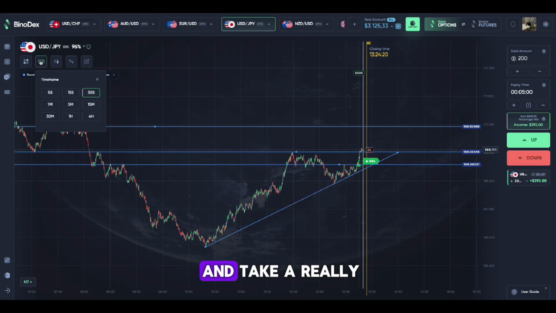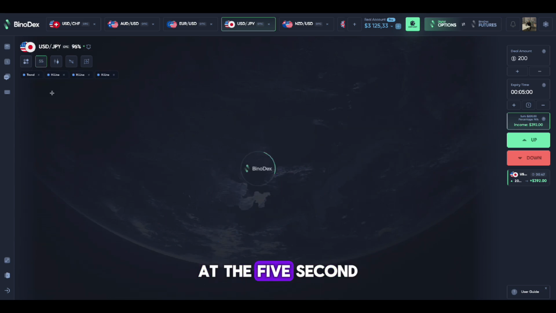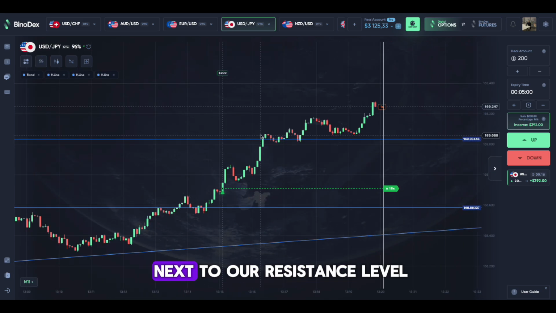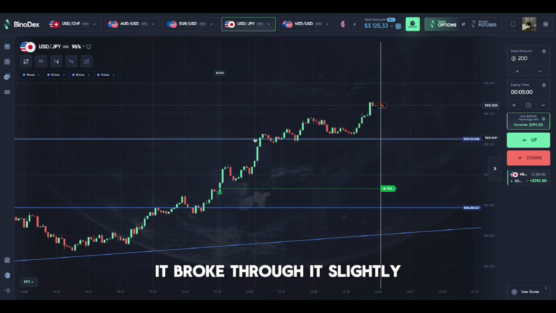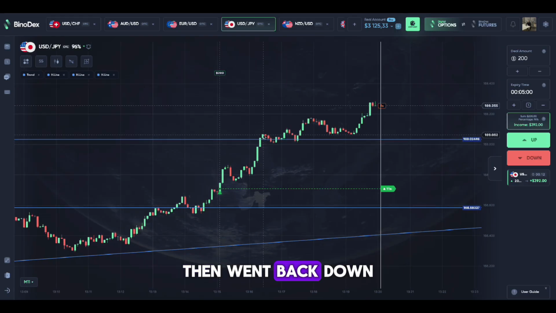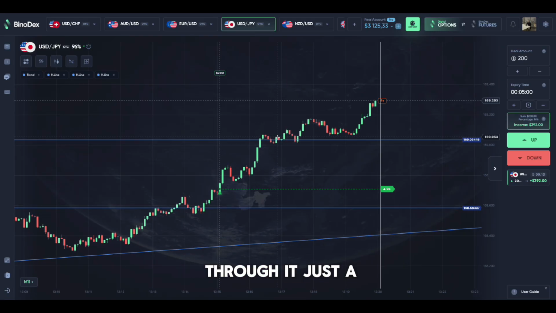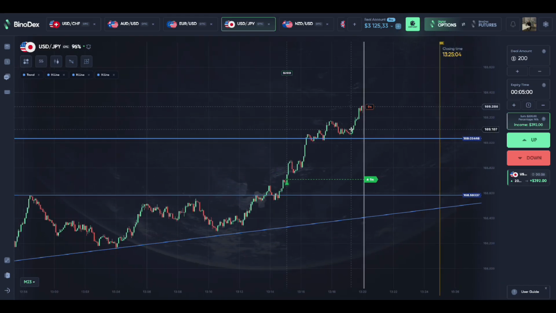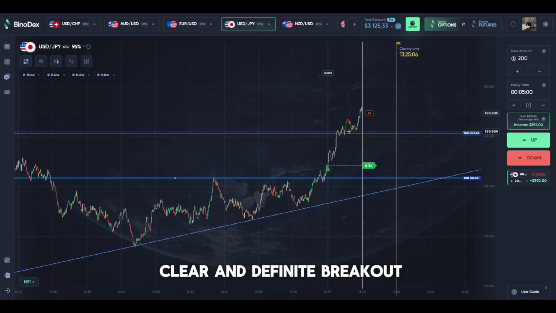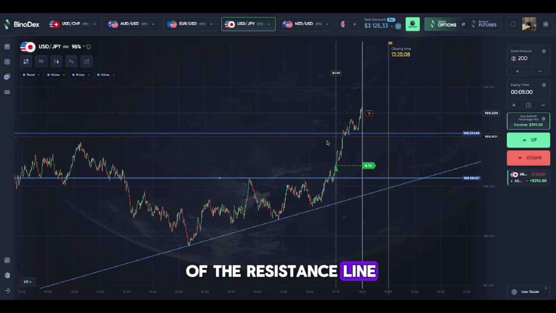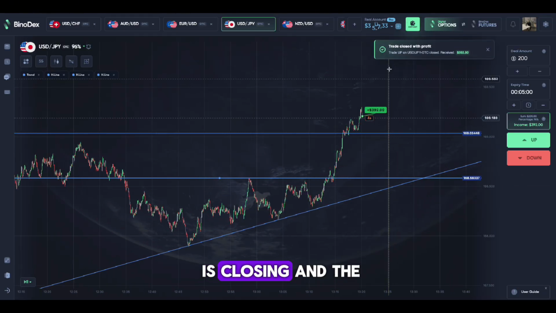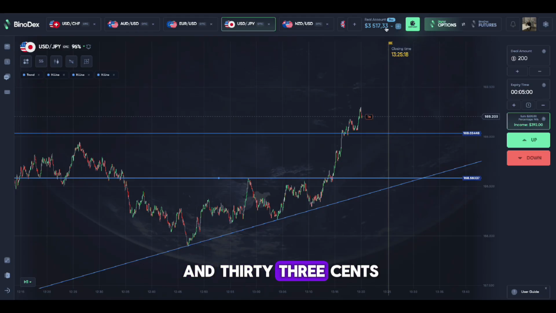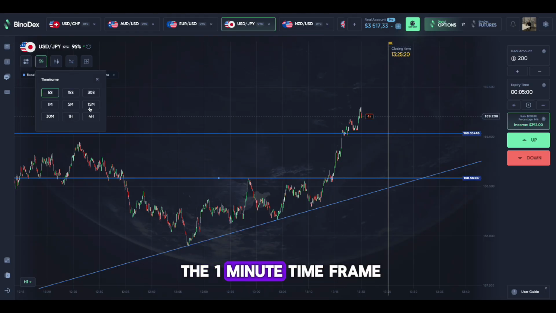Alright, let's go ahead and take a really detailed look at the 5-second time frame right now. We can see that the price is right next to our resistance level. It broke through it slightly, then went back down. It managed to break through it just a little bit again, and then continued upward. So here we have a very clear and definite breakout of the resistance line. So our last trade is closing and the balance is $3,517.33. Let's switch back to the 1 minute time frame.